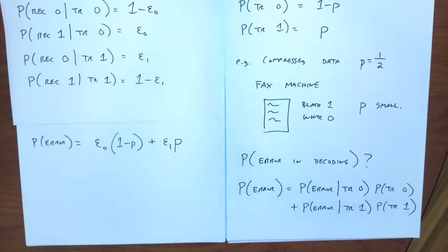And if p is just a half, then the probability of error is the average between these things. But if one type of bit is more likely than the other, and the error behavior of that type of bit is different than the other one, then I could get some very different number, right? Kind of a weighted average between epsilon 0 and epsilon 1. Okay, so let me ask, any comments or questions about this? Yes?